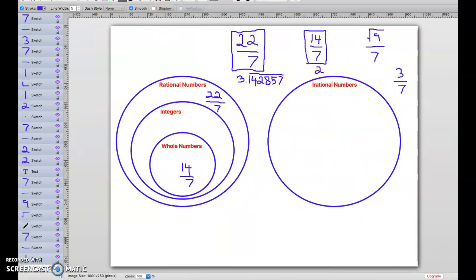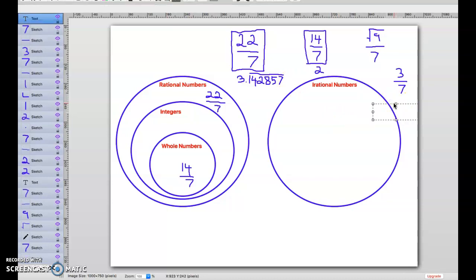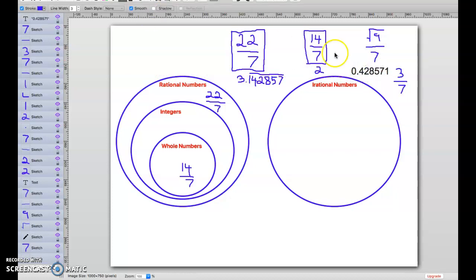So I say this is a repeating decimal number. I'm going to type that here as well. So square root of 9 over 7, we saw that that's the same thing as 3 over 7, right? And then we did the division, and we saw that that's the same as this decimal number.